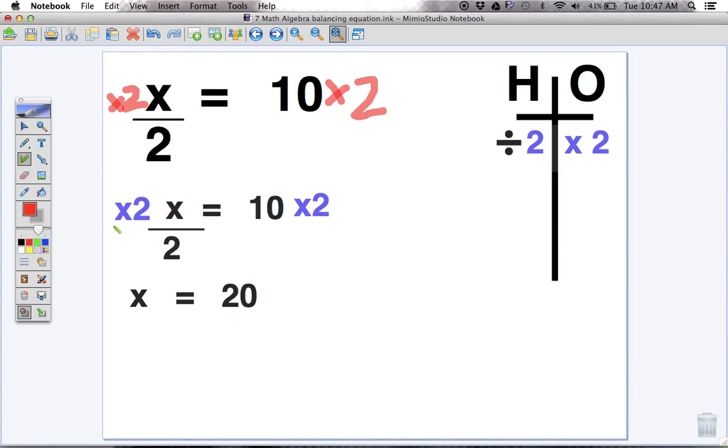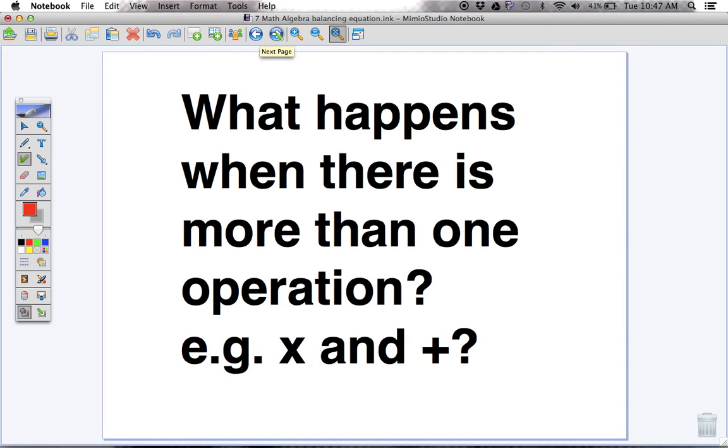If I multiply x by 2 and I divide x by 2, they cancel out. But on the right-hand side, here's that multiplied by 2 that I introduced because it's the opposite. It will add up. The product will be 20. But what happens when there's more than one operation?